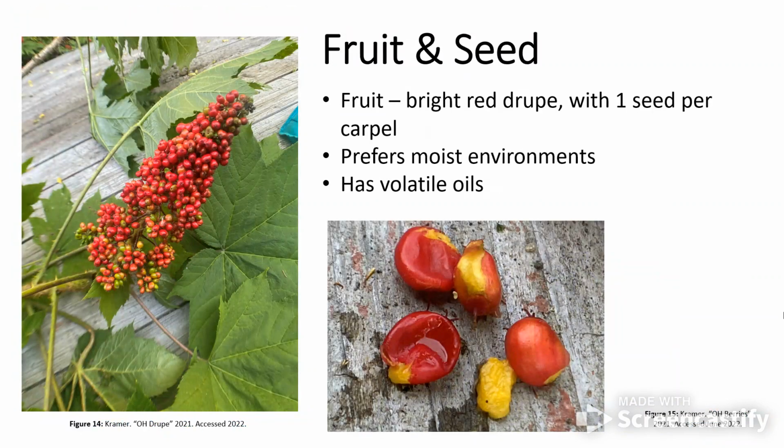As for the fruit and seeds, Araliaceae plants often form purple-red berries or drupes. Seen here is a bright red drupe with one seed per carpel. This plant prefers moist environments and also has volatile oils.